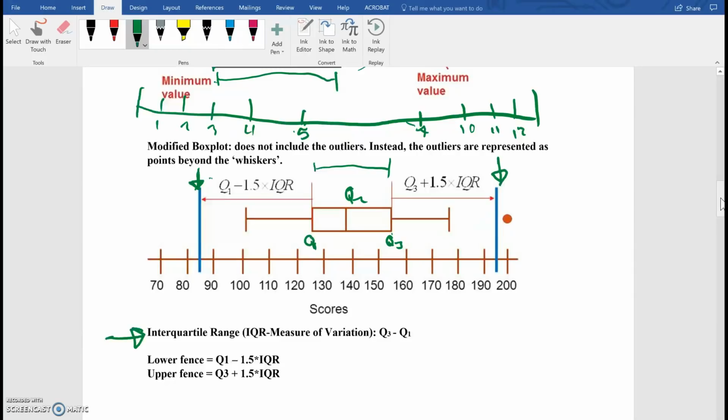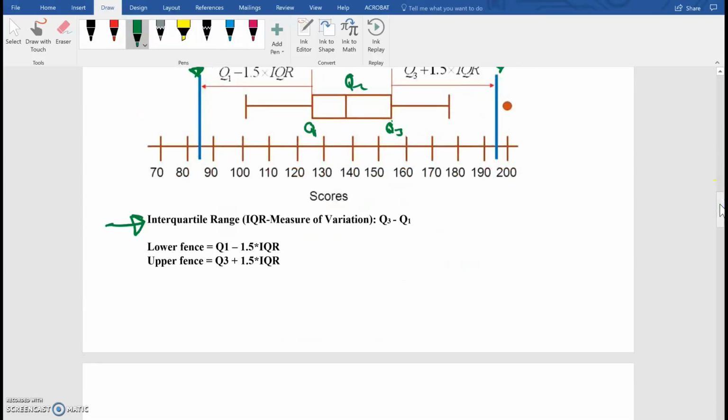So this is basically something that you definitely want to know, especially because in an exam, I will tell you to construct a box plot. And this is something that you really want to be able to know.